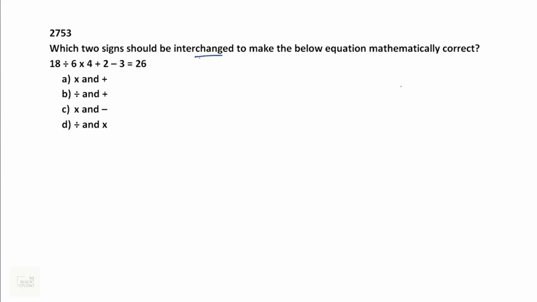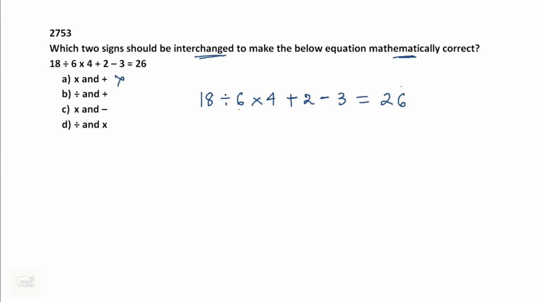Okay, one more question on interchanging the signs to make the equation mathematically correct. 18 divided by 6 is 3 into 4 would be 12 plus 2, 14 minus 3 would be 11 but not 26. Into and plus: this would be 3 and then 8. We would be adding 11 minus 3 is not 26.